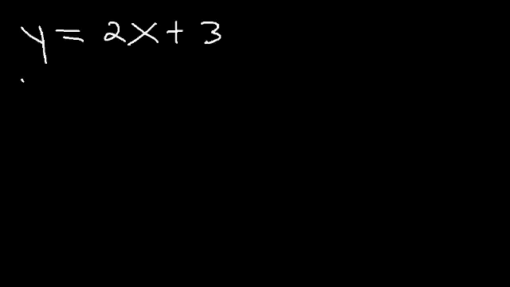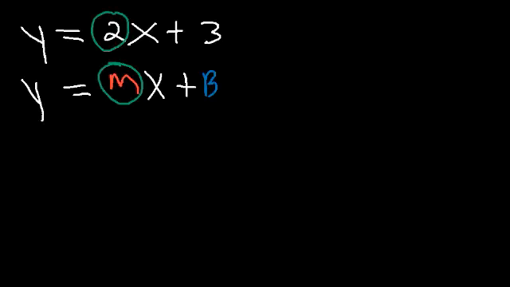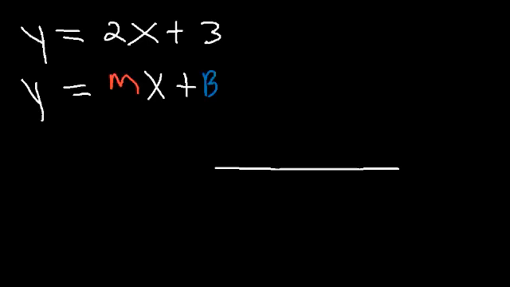So this equation is in slope-intercept form. m represents the slope and b is the y-intercept. So as you can see, the slope is 2 and the y-intercept, which is b, is 3. So knowing that, we can graph the equation.